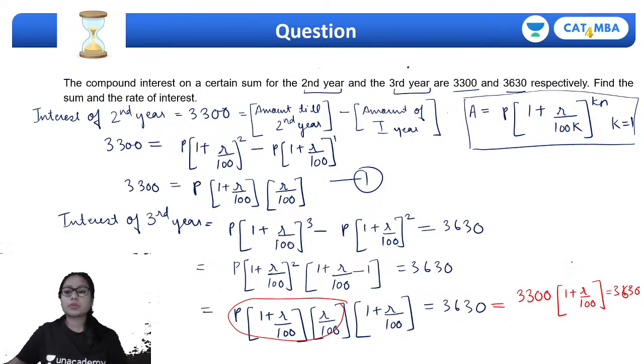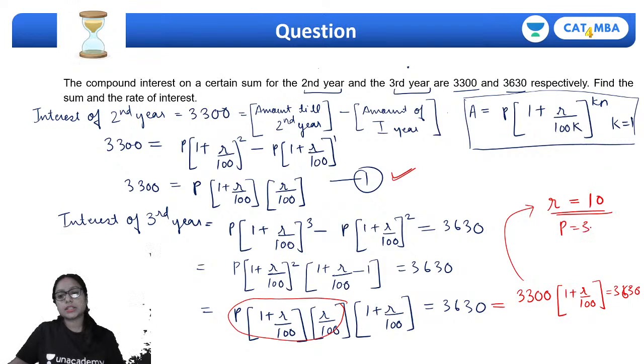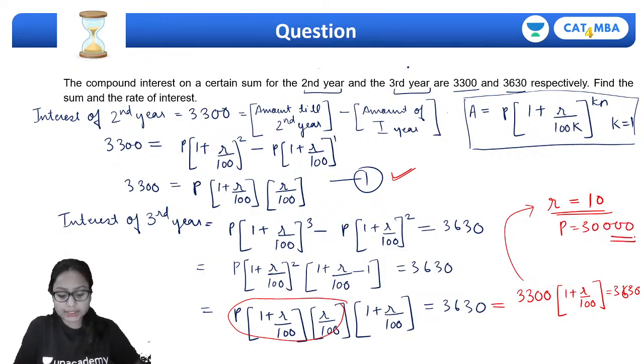If I solve this equation, I can get the value of r, and the value of r would be equal to 10. Yes, Shubham, your answer is absolutely right. The value of r is 10, and again I can use any of these equations. I can use equation 1 to calculate the value of principal as well, and the principal would be equal to 30,000. Alright, I hope this question is clear to everyone.